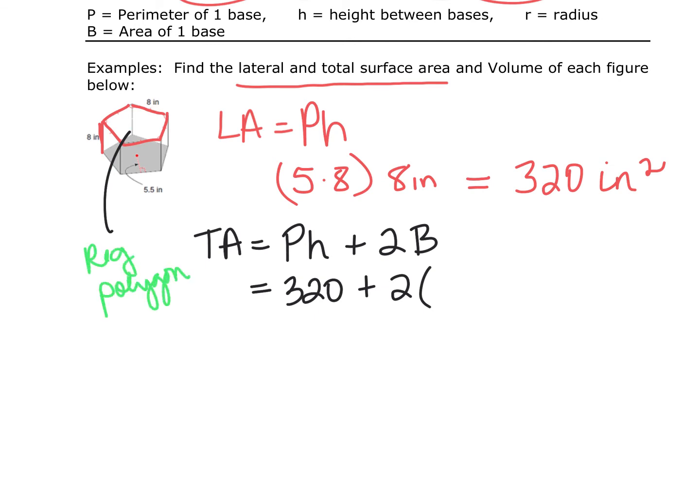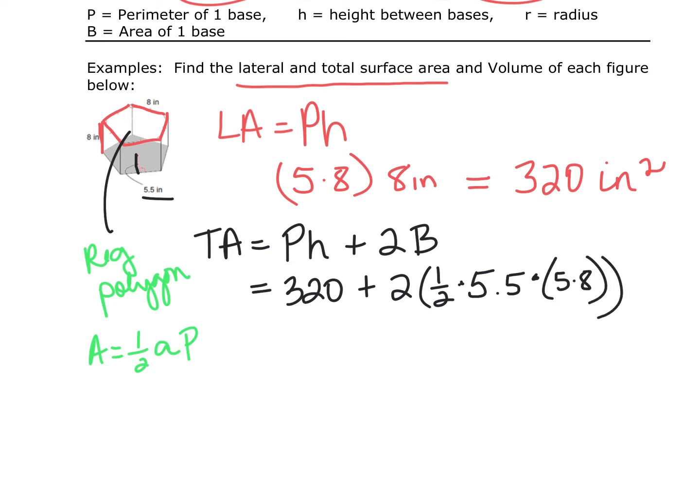And our formula for the regular polygon, when we go and look at our formula chart, the area is equal to 1/2 the apothem times the perimeter. So we have here 1/2 times our apothem, which is labeled right here, and it's 5.5 inches. And then we're going to multiply that by the perimeter, which is 5 times 8.